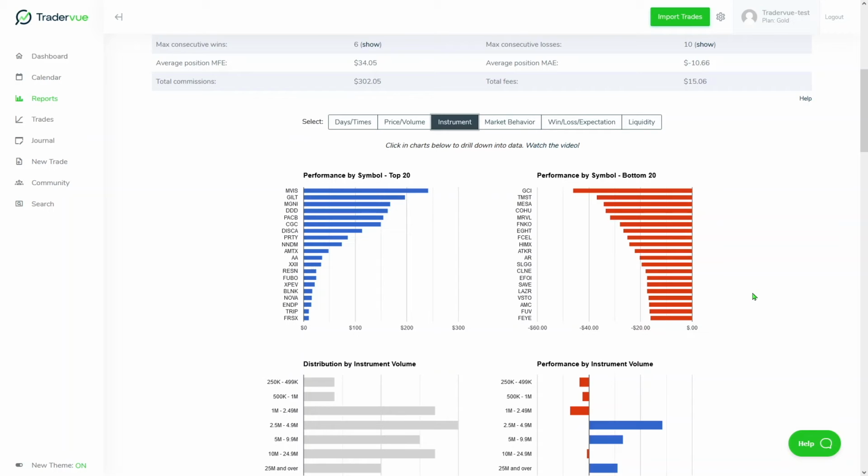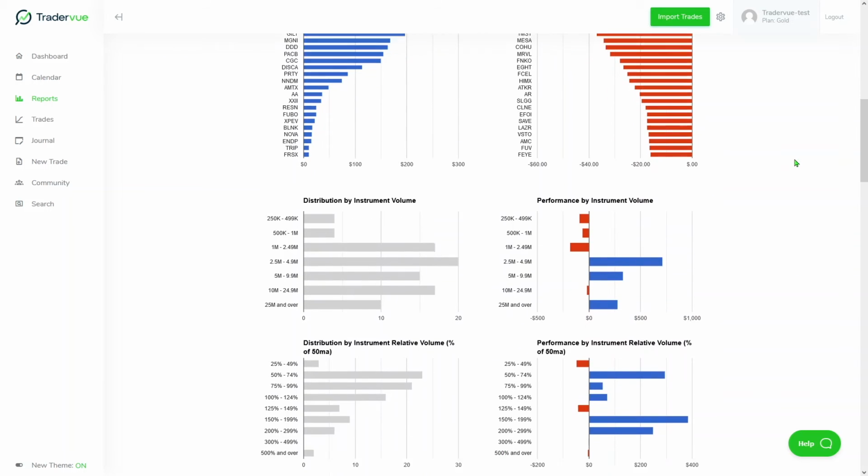And one thing that right away I like from this trader is the fact that his biggest winner is almost 5 times bigger than his biggest loss. So that is a good indicator. That means that in terms of risk reward, this trader is actually doing pretty well.